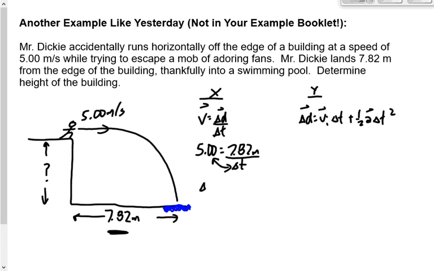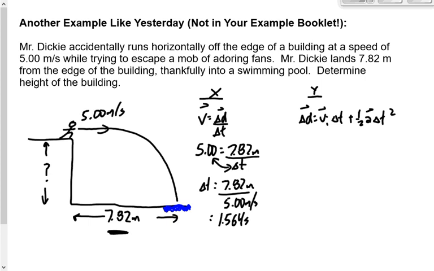Delta t becomes 7.82 meters divided by 5.00 meters per second. When we solve for t, it works out to be 1.564 seconds. Good. It's not what we're looking for, but that's okay. Let's take that time and sub it into my other equation.